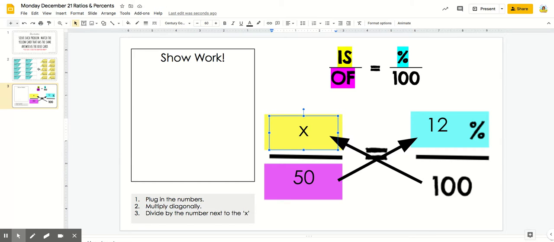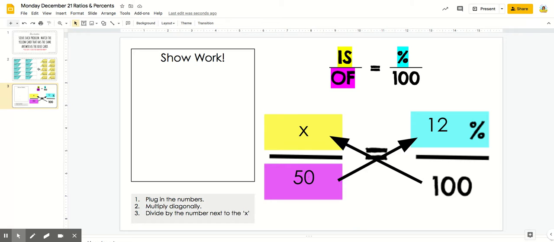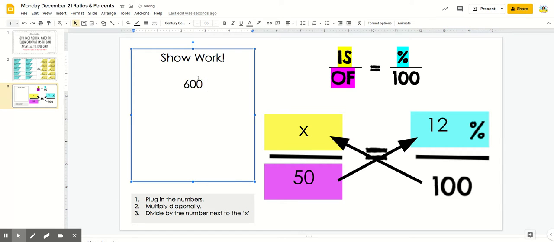Now I can cross multiply, or multiply on a diagonal. I can multiply 50 and 12, that gives me 600. And I can combine or multiply 100 and X. Remember, when we are multiplying a number and a letter, I can put them next to each other. I can't combine them because one is a number and one is a letter.